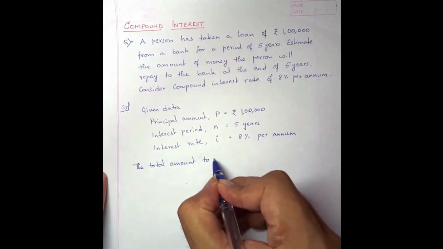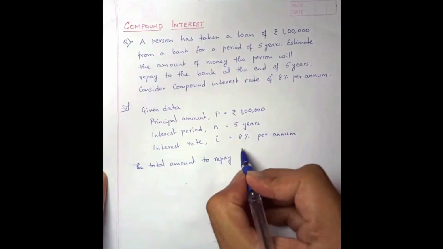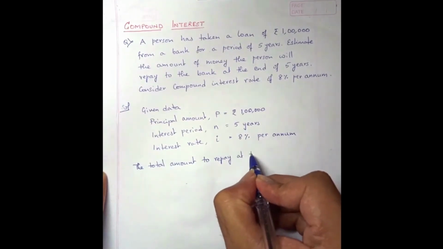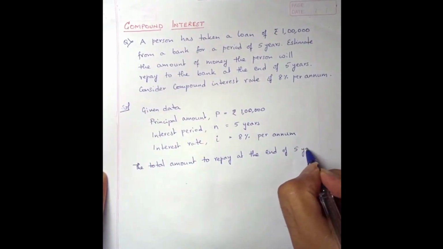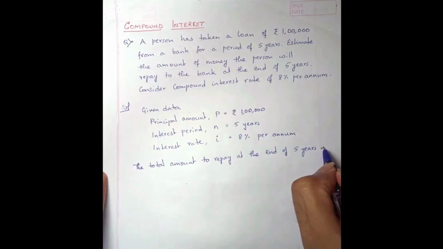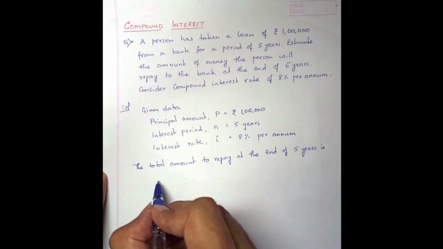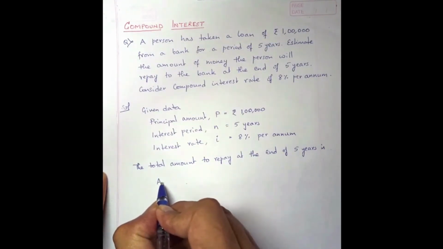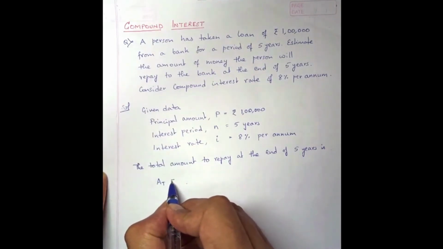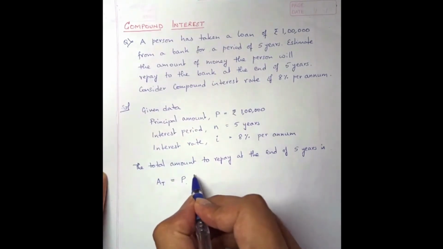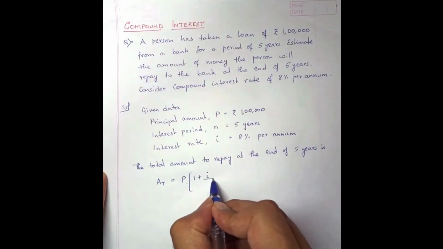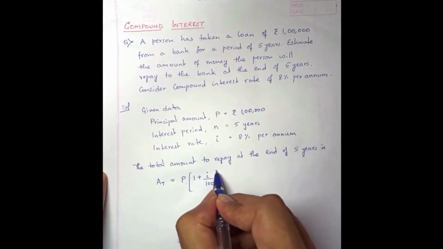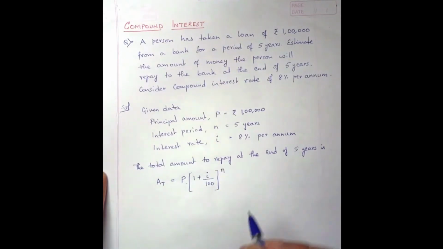So the total amount to repay at the end of 5 years is total amount. I'm going to denote it as AT, which is equal to principal amount multiplied by 1 plus the rate of interest divided by 100 whole thing to the power of n.